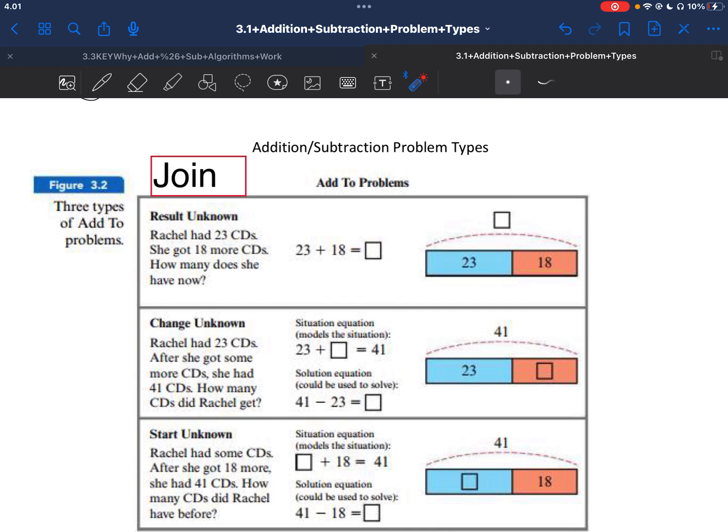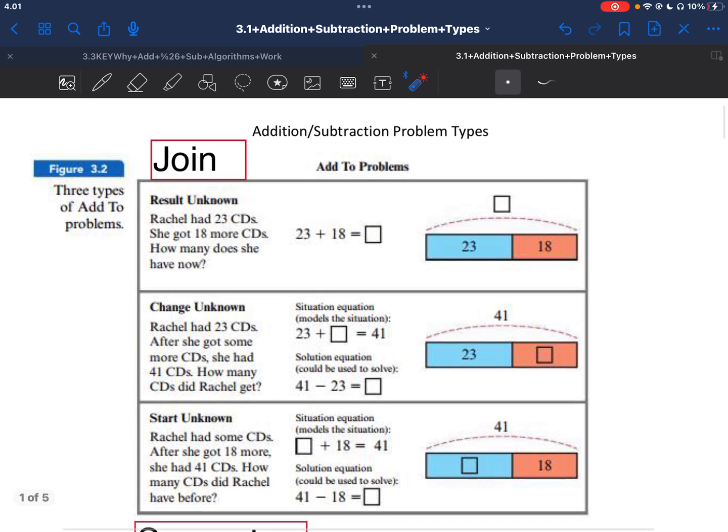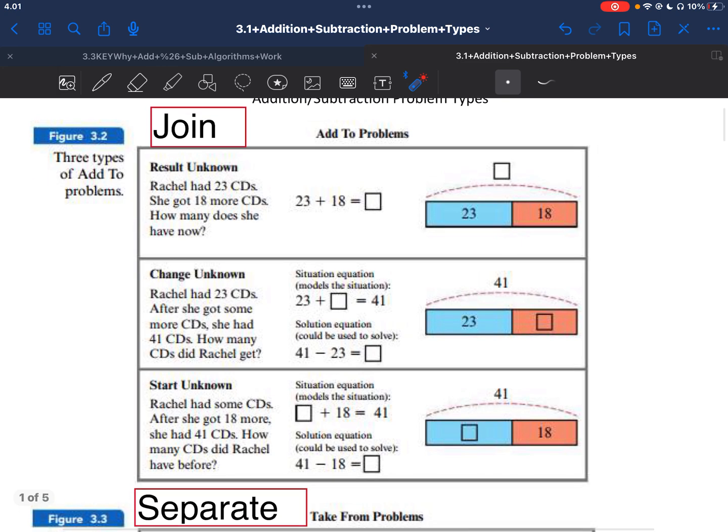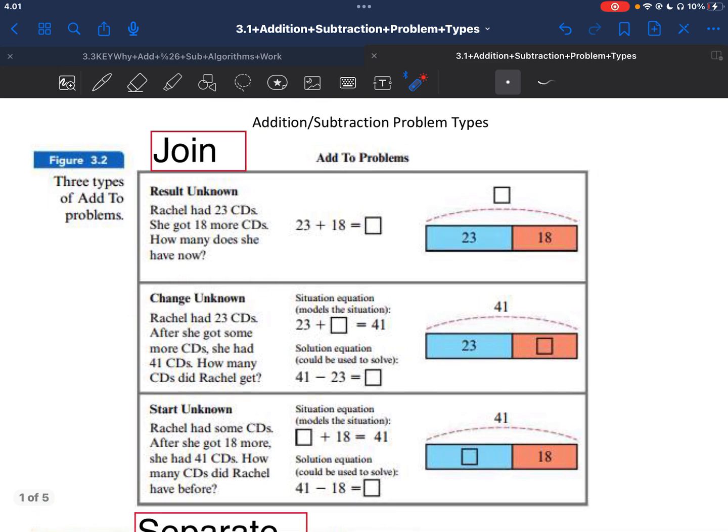For example, in this problem, it says Rachel had 23 CDs, so you start off with 23, and she got 18 more. So that's clear that it's addition, right? How many does she have now? Because we're looking for the result and the operation in this problem is addition, we call this a join result unknown problem. And you can represent that like this. We talked about that in class.